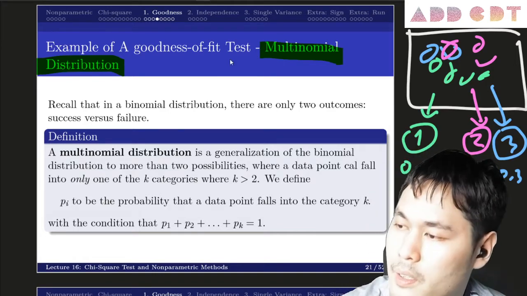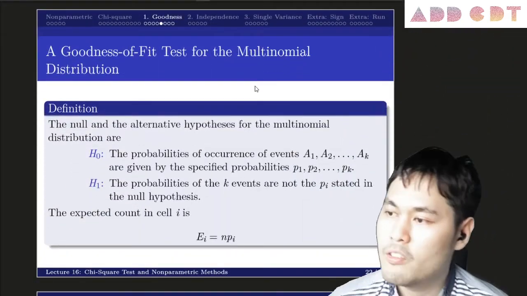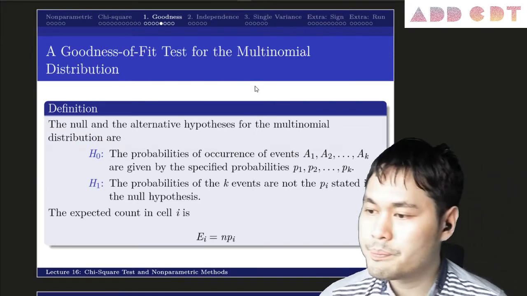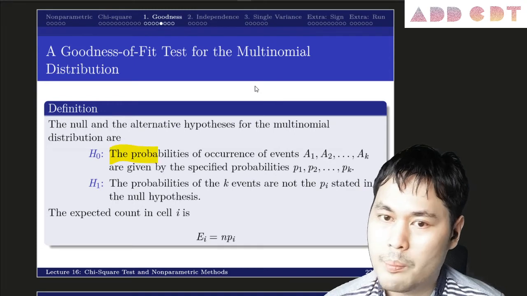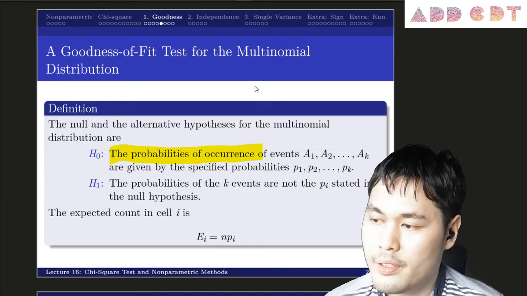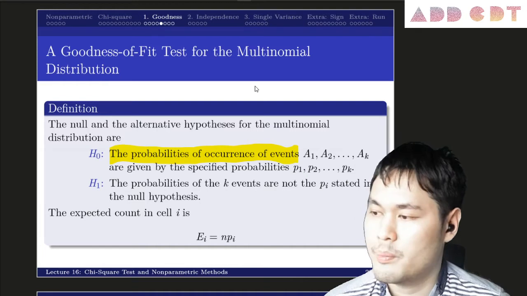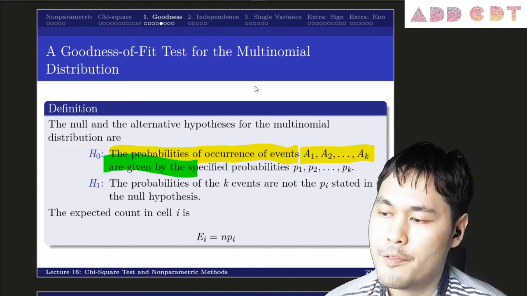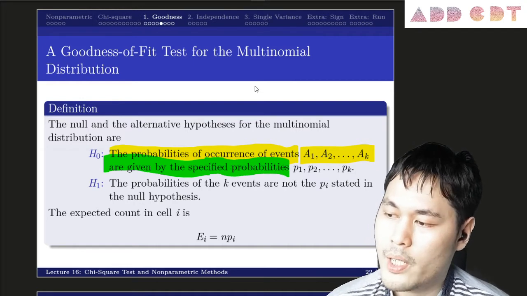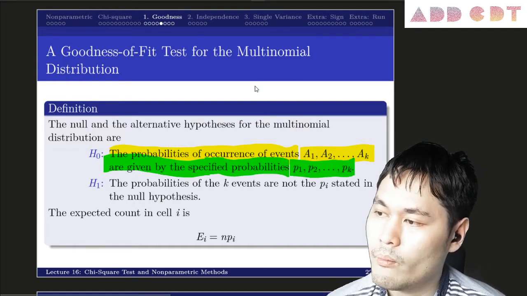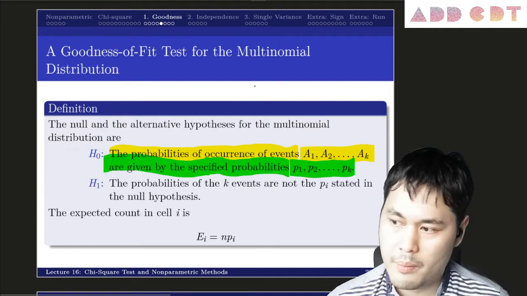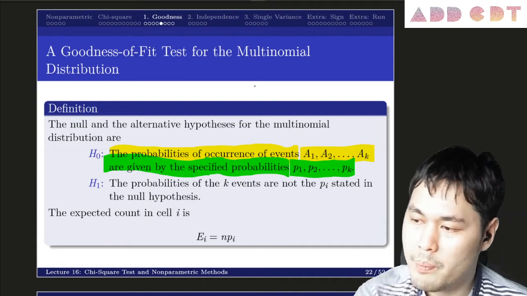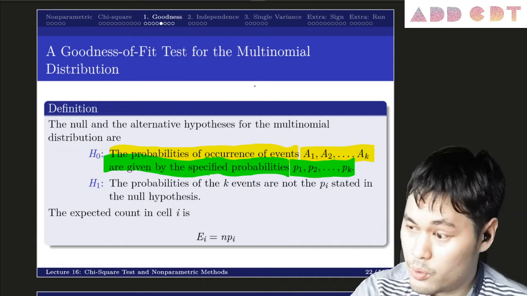Let's take a look at the next page. We may state our null hypothesis this way. We believe that the probabilities of occurrence of events, or balls, A1 through AK, are given by the specified probabilities P1 through PK. Just the same as the balls. We believe the ball A1 has P1 chance to be picked, A2 has P2 chance to be picked, and so on.